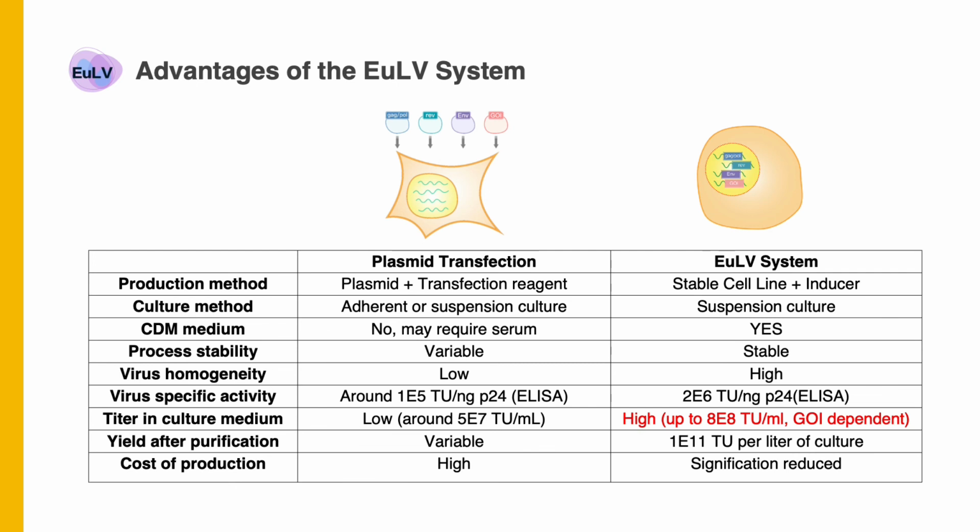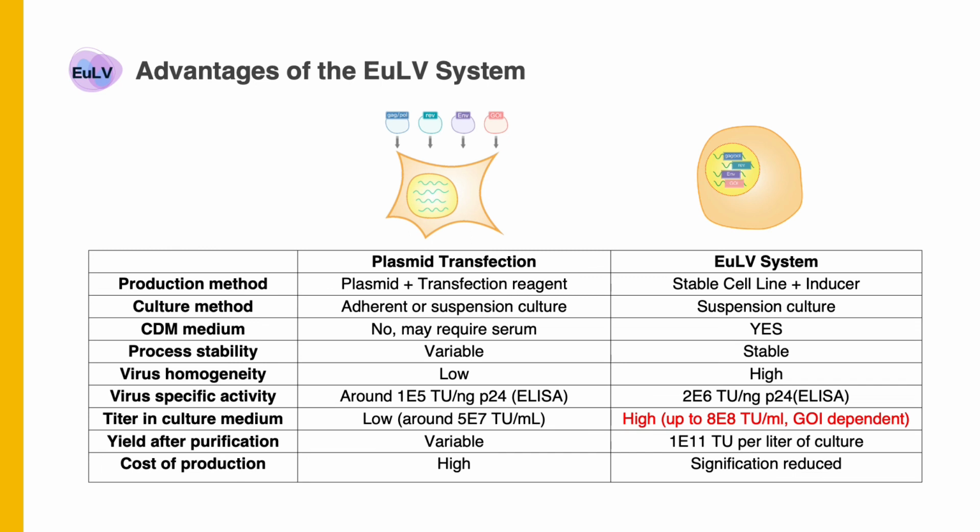So here I would like to have a really quick recap of the EuLV system. Compared with the conventional plasmid transfection method, our EuLV system uses a stable cell line and the inducer to produce the lentiviruses. It is adapted to suspension culture using chemically defined medium and a fed-batch production process. Lentivirus production using the EuLV system is simple, with much less batch-to-batch variance.